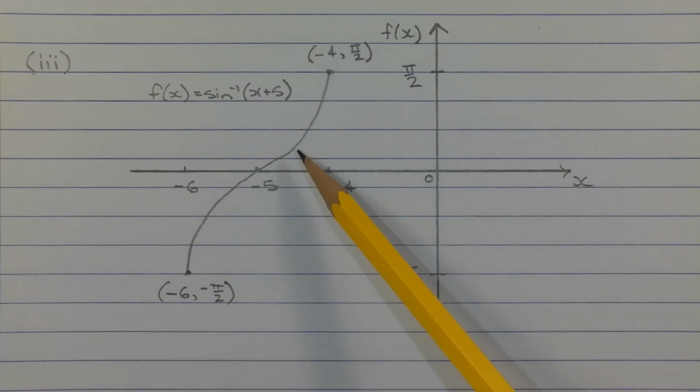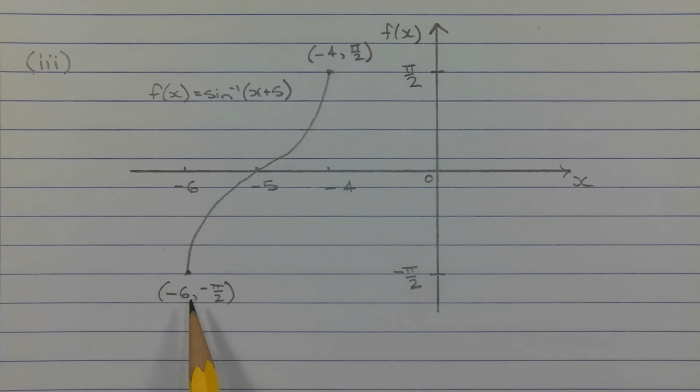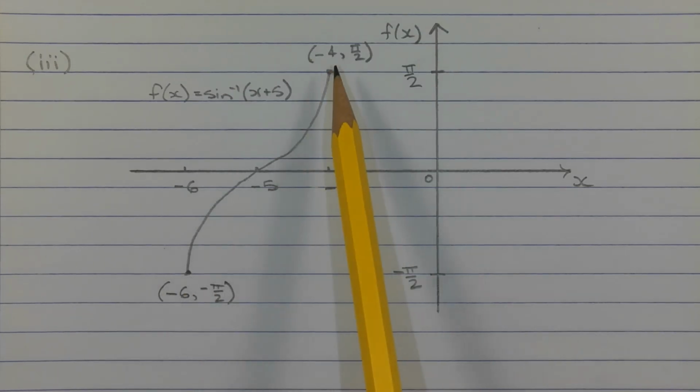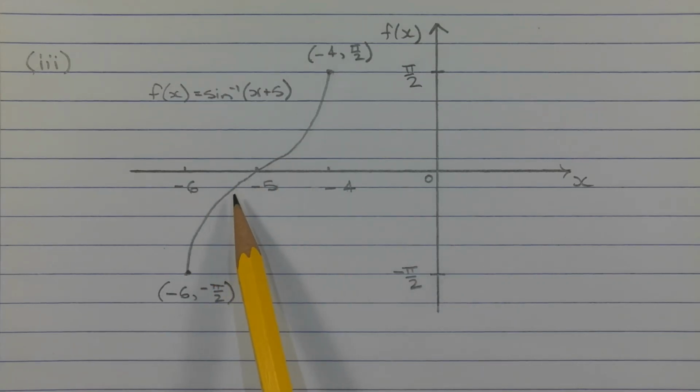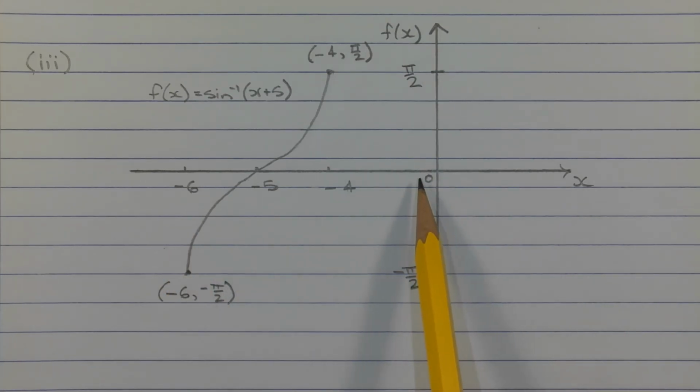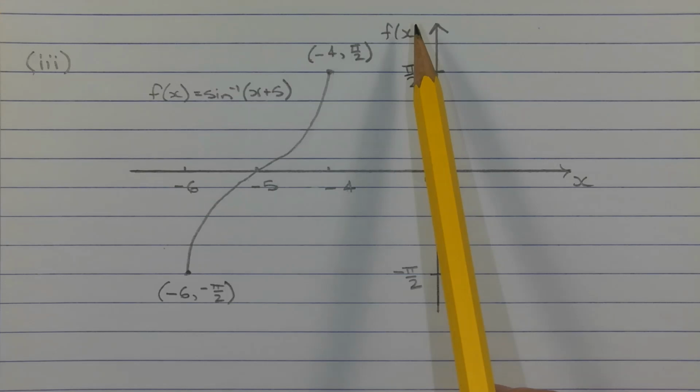Notice the endpoints of the graph. So it starts at (-6, -pi/2), ends at (-4, pi/2), and passes through the x-axis at x equals -5. When sketching graphs, make sure that the axes are drawn with a ruler, clearly labeling the origin, the x-axis, and the y-axis.